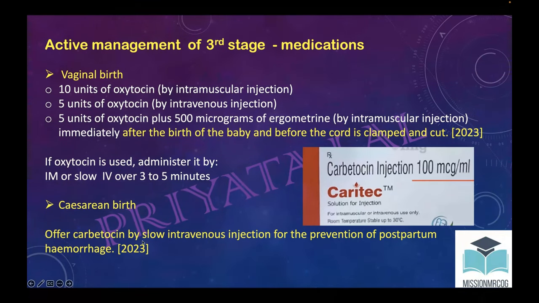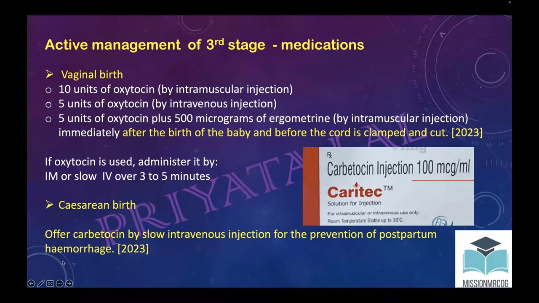Now they want carbetocin by slow IV injection for prevention of PPH. So the active management of the third stage in cesarean section has completely changed. Carbetocin by slow IV injection to decrease PPH. Okay, so this is a complete change that all of you should be aware of.